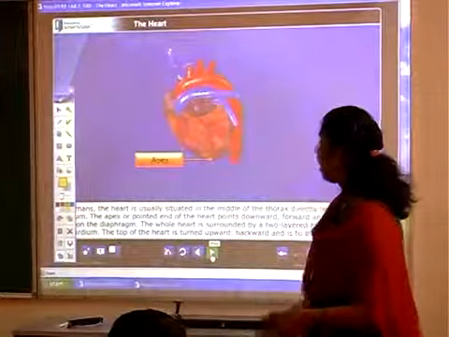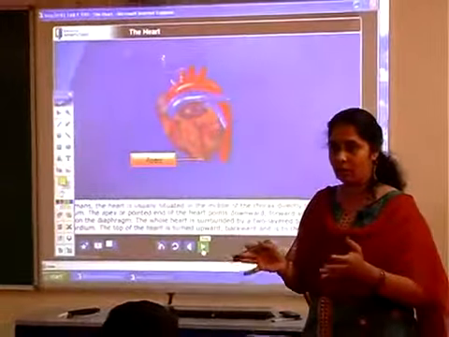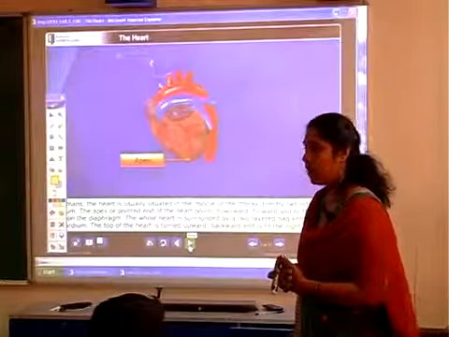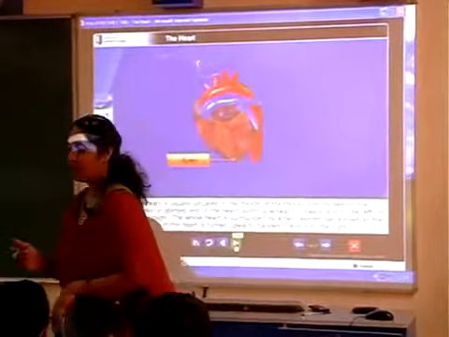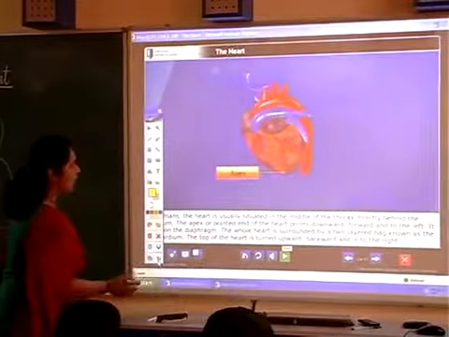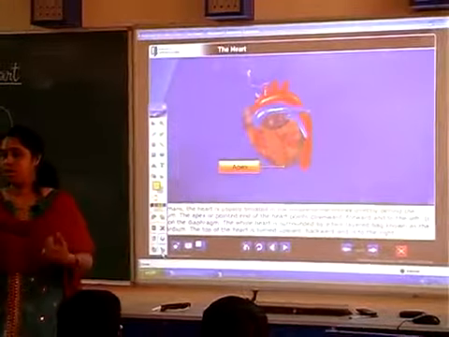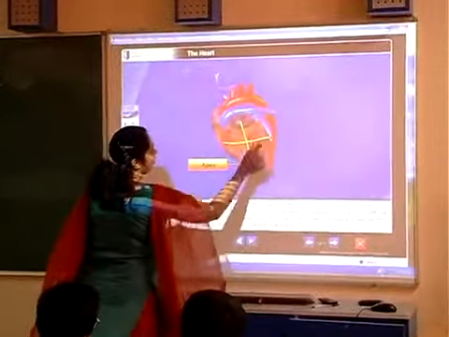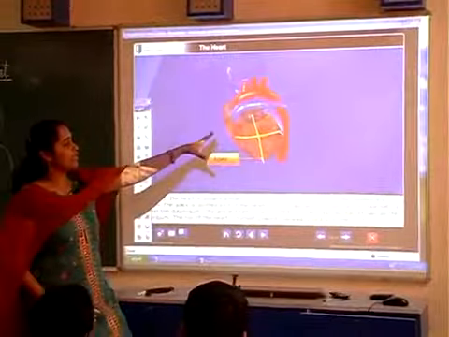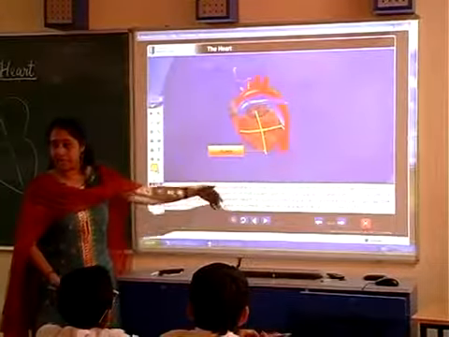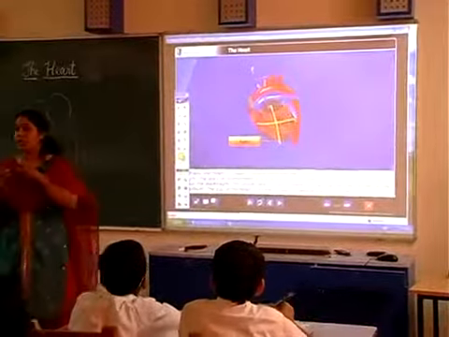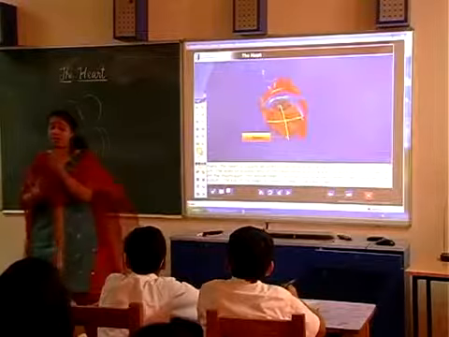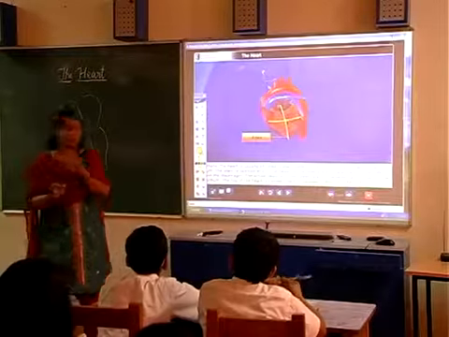Now if you divide the heart into chambers, there are 4 chambers in a human heart. The top 2 chambers are called auricles, and the lower 2 chambers are called ventricles. Basically it is not divided as such. We will see in the next slide that the auricles are much smaller in size when compared to the ventricles, and the muscles of the ventricles are much thicker.